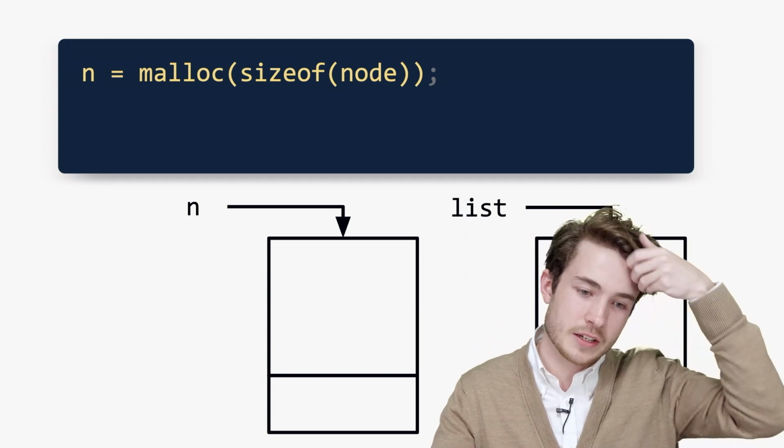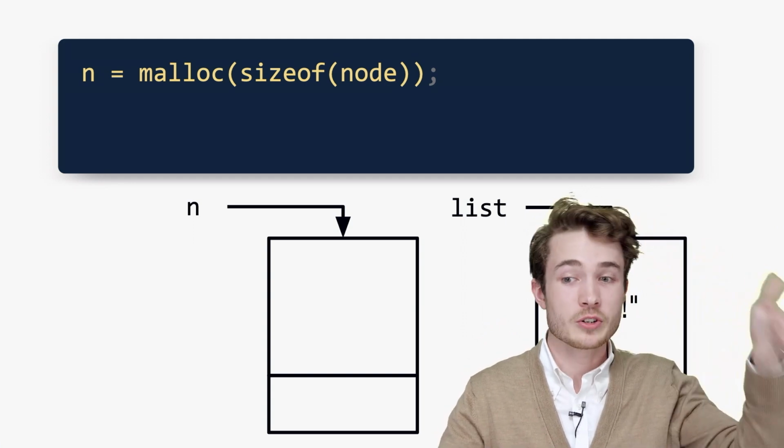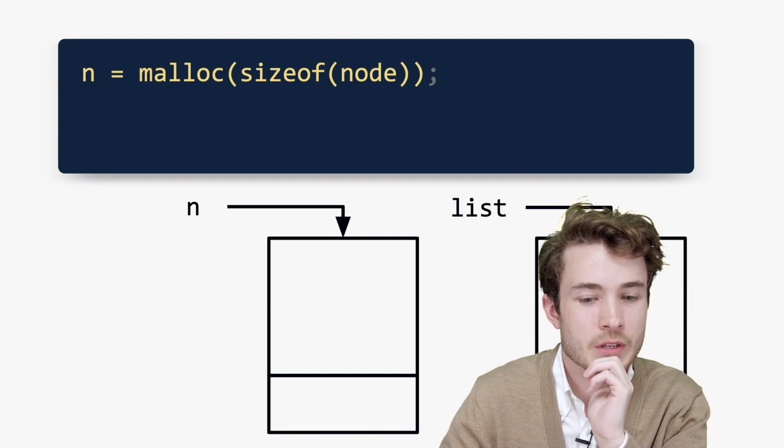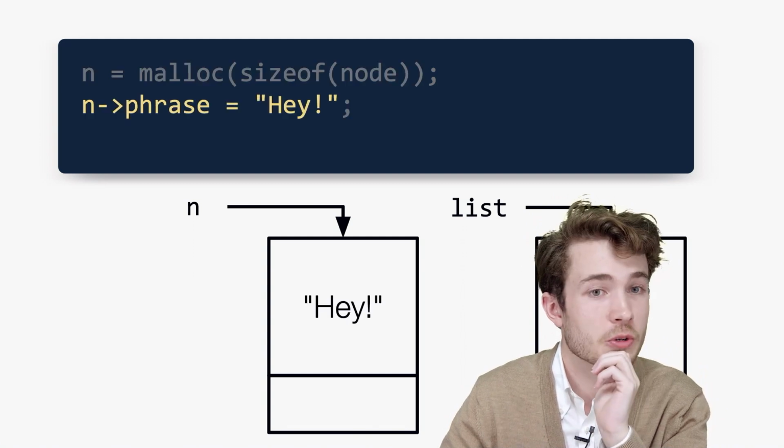So let's actually do that here. We have some space for a node. We have a pointer to that node. But let's see how we might add it in. So we probably first give this node a phrase like hey.